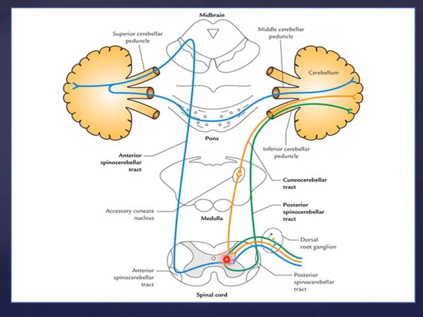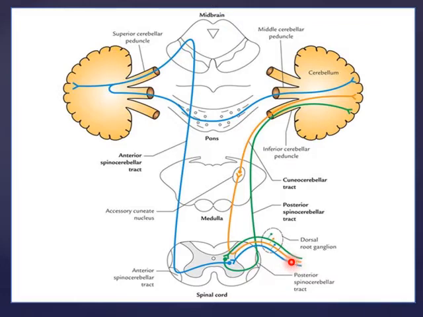But you must remember that these nuclei usually lie only at the level of C8 to L3, and they do not lie above these levels. So if the fibers are coming from above C8, they would be coming through the cuneocerebellar tract. If the fibers are coming from the C8 to L3 level, they would be coming through the posterior spinocerebellar tract and the anterior spinocerebellar tract. The only difference between the posterior and the anterior is that the posterior is an uncrossed tract.